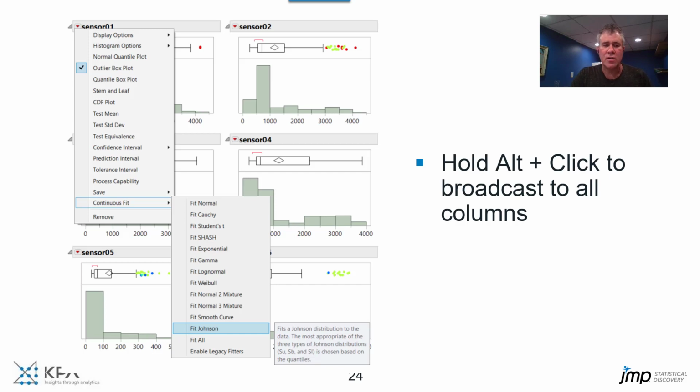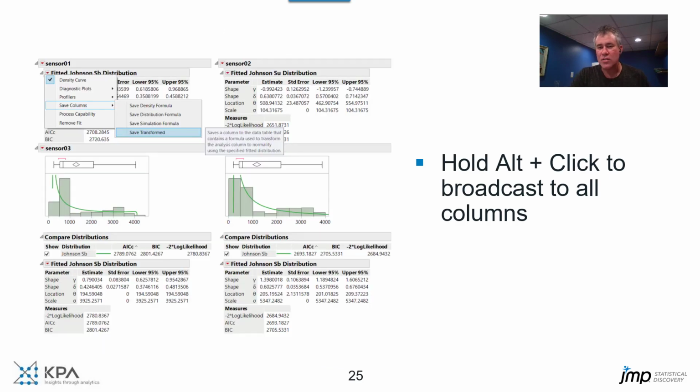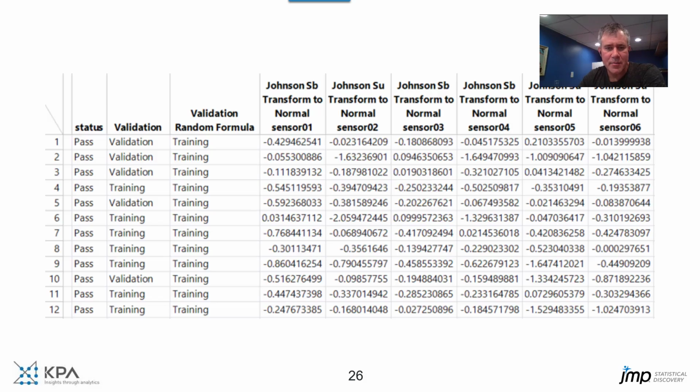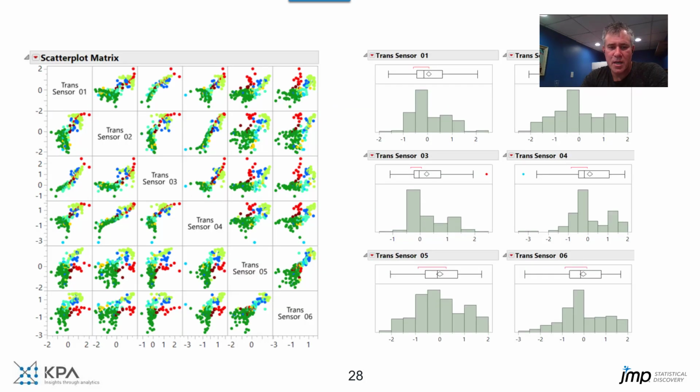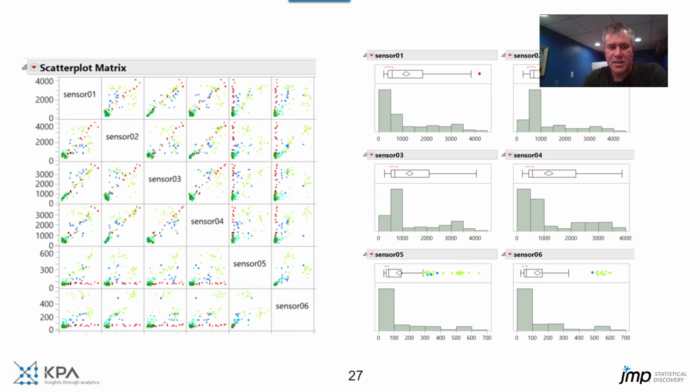And as a result, we have a nice feature in there that we can also broadcast using Alt-click, where we can save a transformation from the original scale to a scale that makes the columns more normally distributed. If we go back to the data table, we'll see that for each sensor column, a transform column has been added. If we bring these transformed columns up with a scatterplot matrix and some histograms, we clearly see that the data are less skewed and more normally distributed than the original sensor columns were.